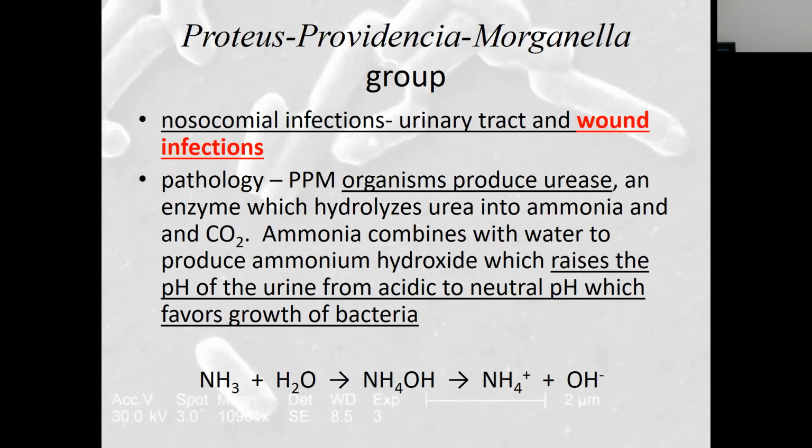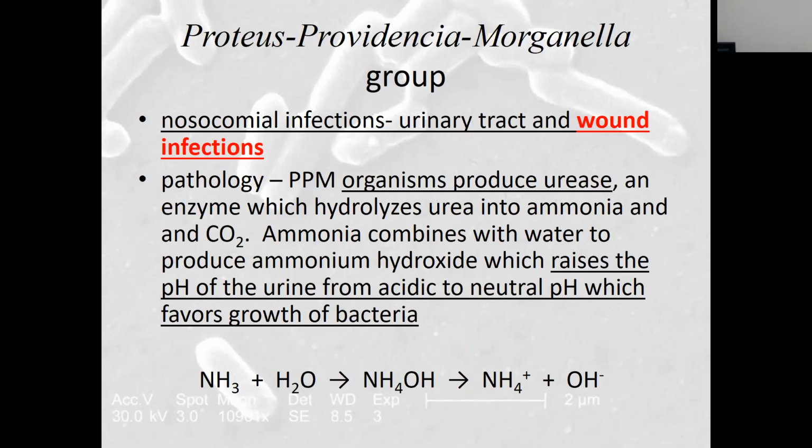The pathology is they produce urease. Well, we know we've been checking for urease, right? Urease is an enzyme which hydrolyzes urea into ammonia and CO2. So we have that down here. I don't see CO2 down there anywhere. Urease is an enzyme which hydrolyzes urea into water and produces ammonia. Is that ammonia down there? Is that right? Okay. We did have that.